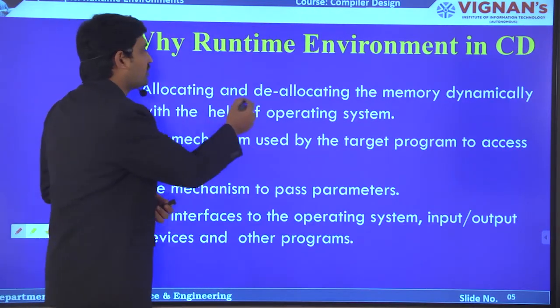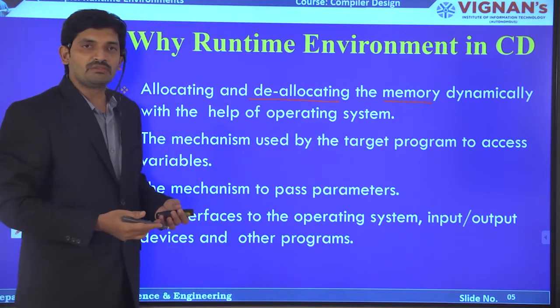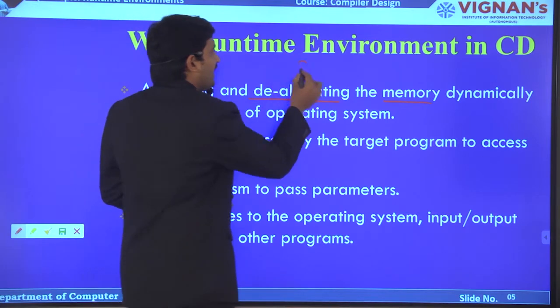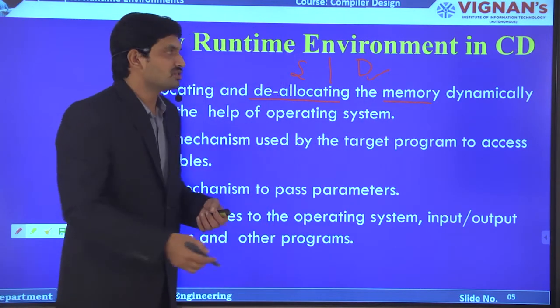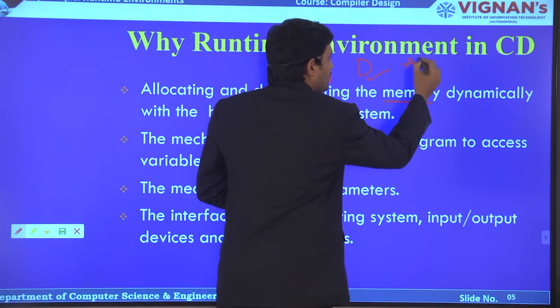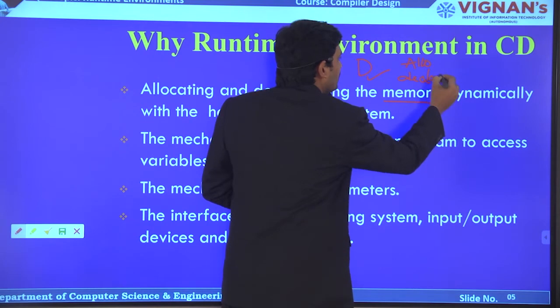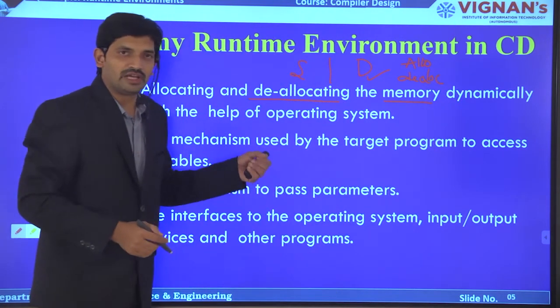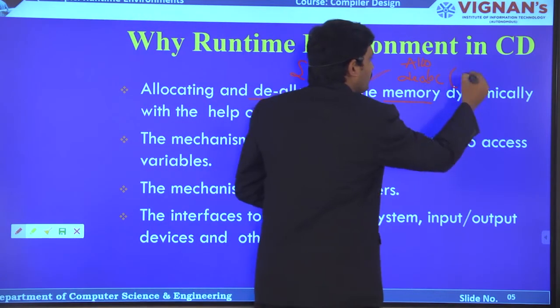Okay. Allocating and deallocating memory dynamically. Memory can be allocated statically and dynamically. If you go for dynamic memory allocation, here we have the allocation and deallocation concept. That means depending upon the user's need, we allocate and deallocate the memory. Deallocate is nothing but freeing the memory.